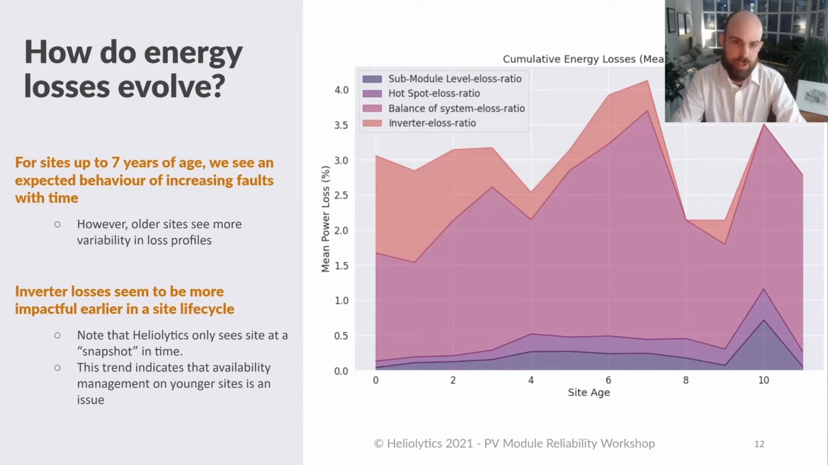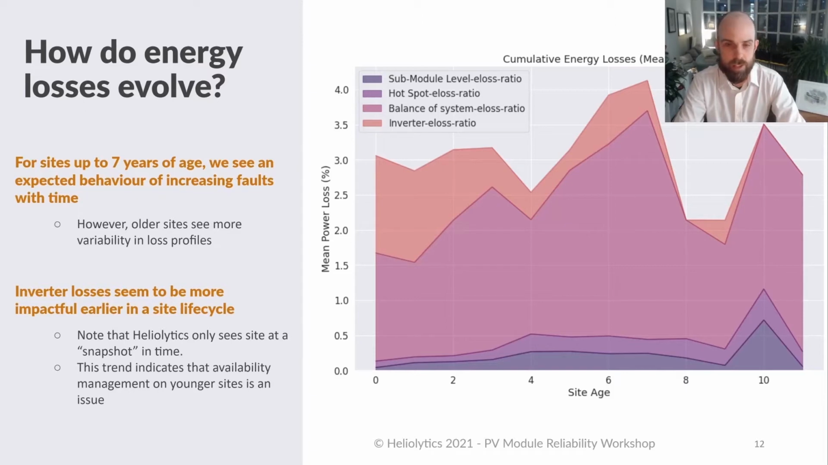It's also interesting to see that early in the projects, the inverter power losses tend to be higher than later in the age of the sites. And this is primarily because these early sites are still having issues with availability control. So when we're seeing a high power loss due to inverters, it means that inverter was off during the snapshot in time when we were flying over the site. Either it tripped offline during the scan or immediately prior to it.